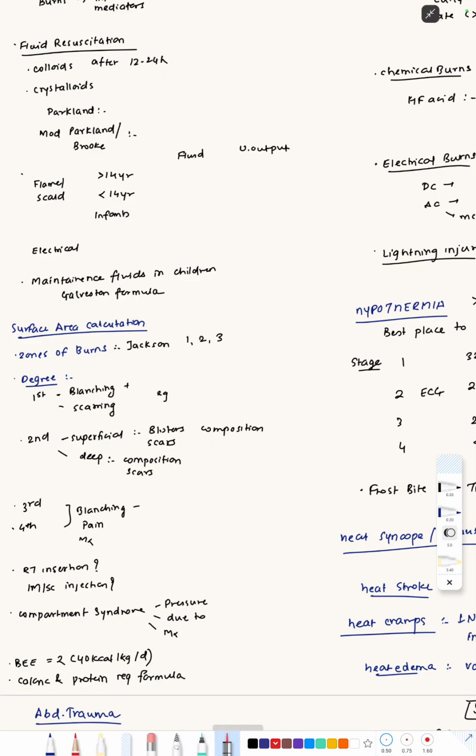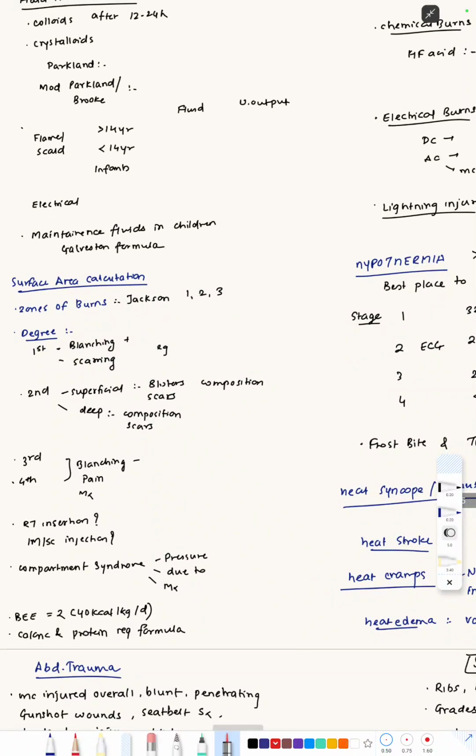Management is going to be early excision and split thickness skin grafting. Then Ryle's tube insertion. The Ryle's tube insertion should be done in about 20 to 50% of the burns cases to avoid vomiting caused by ileus. Then avoid the blister bursting. Similarly, you have to avoid the intramuscular and subcutaneous injection.